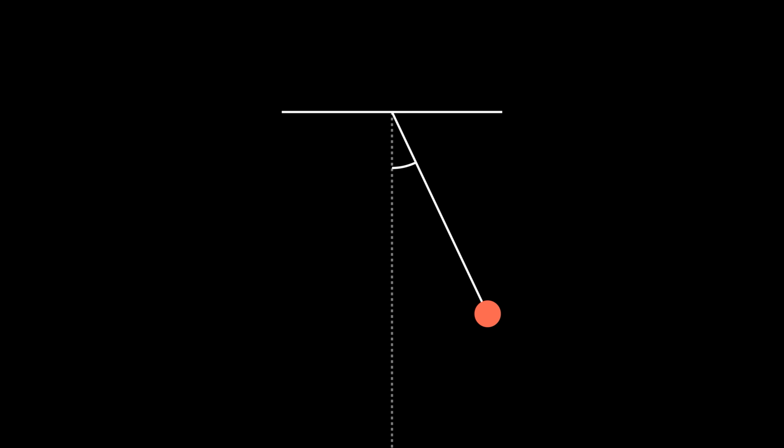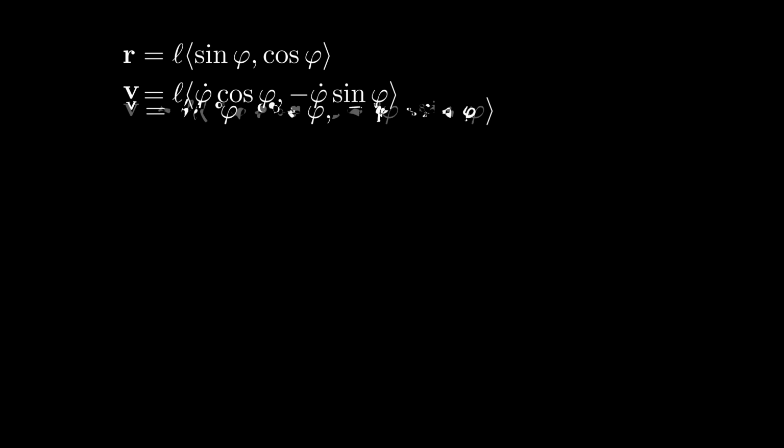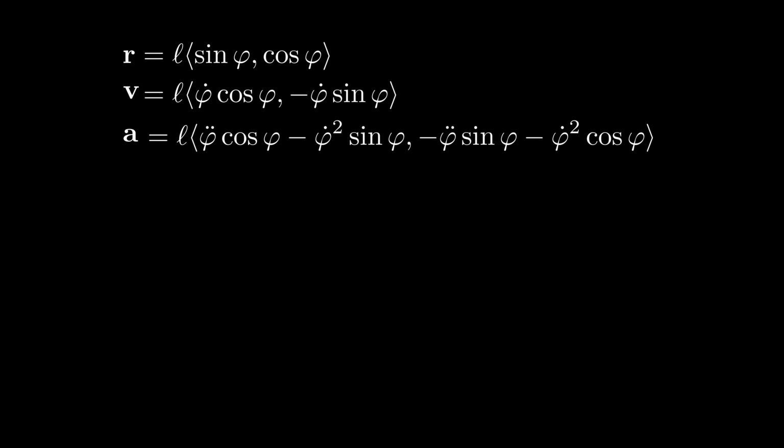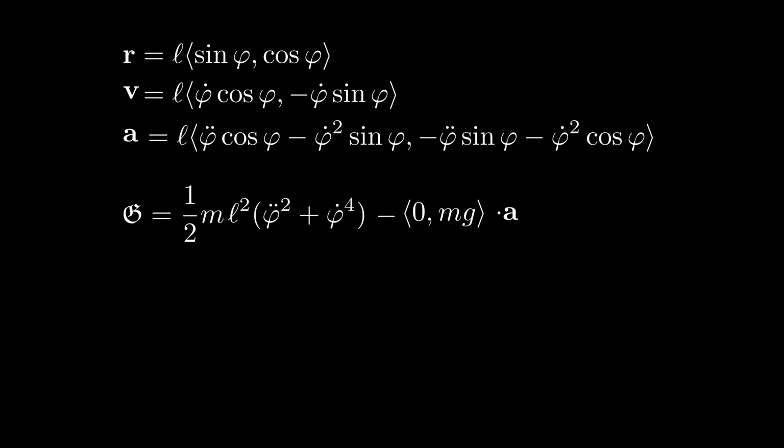As an example, let's think of a simple pendulum. We can describe its position in terms of the angle phi it makes with the vertical. Let's convert that to Cartesian coordinates. Now, let's take the time derivatives to get velocity. And acceleration in Cartesian coordinates. Plug it into the expression for the Gibbs function, and remember that force is just mg.